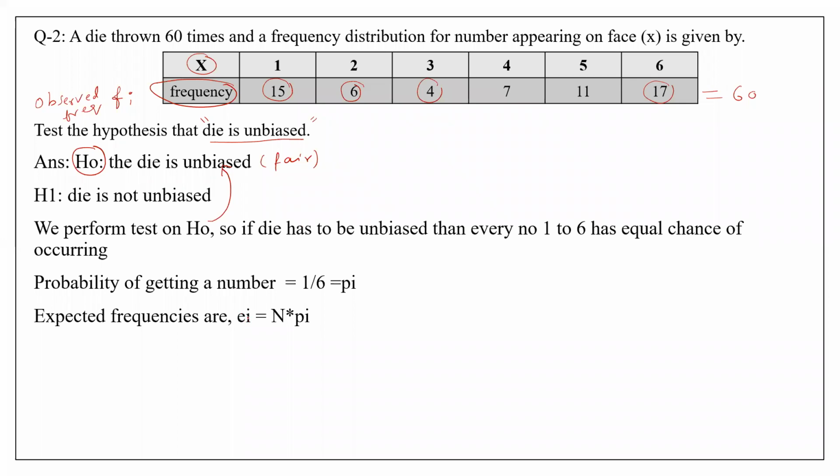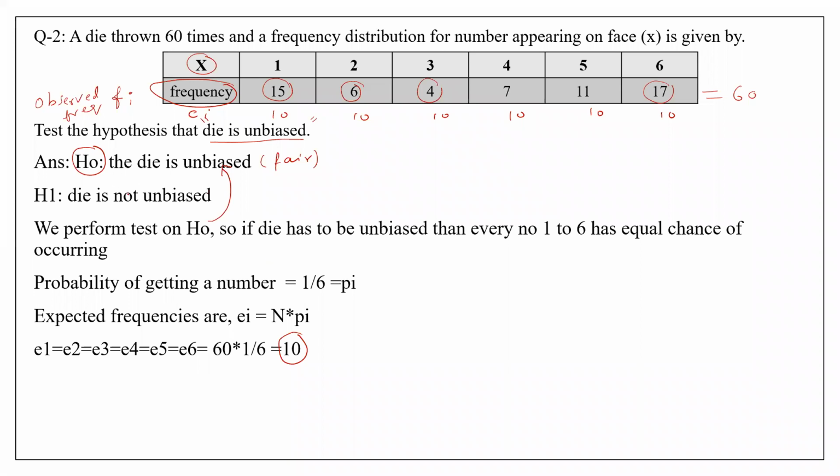So now we have to calculate the expected frequencies. How many will you get for 1, 2, 3, 4, 5, and 6? You can see E1, E2, E3, E4, E5, and E6 all will be n, which is 60, because 60 tosses times the probability 1 by 6. So you will get the value 10. This 10 is the same for all E1 to E6. So you have got your expected frequencies as 10, 10, 10, 10, 10, and 10.